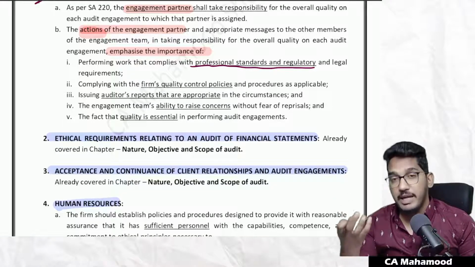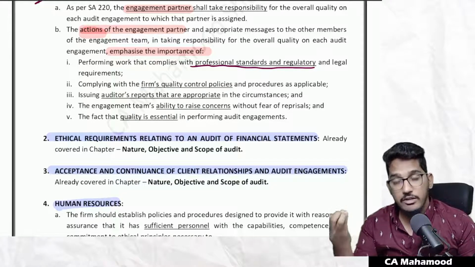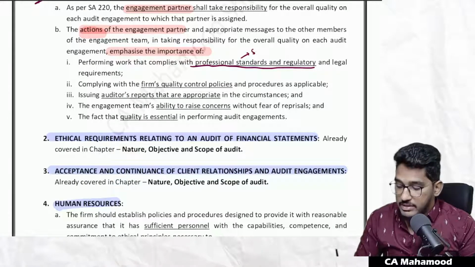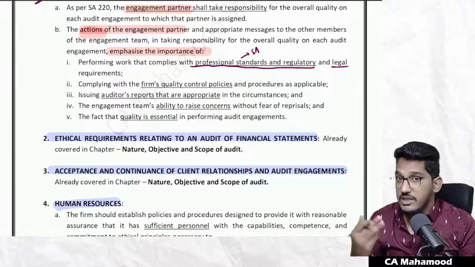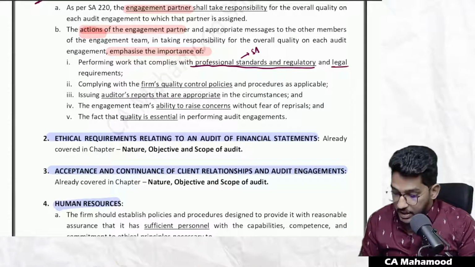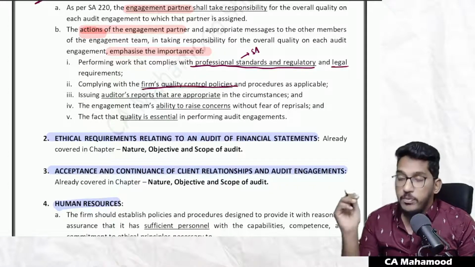That means I should communicate to my engagement team members how important it is to do the audit as per professional standards, nothing but standards on auditing. How important it is to do the audit as per legal requirements, that is laws and regulations. I should highlight that. Complying with the firm's quality control policies and procedures.